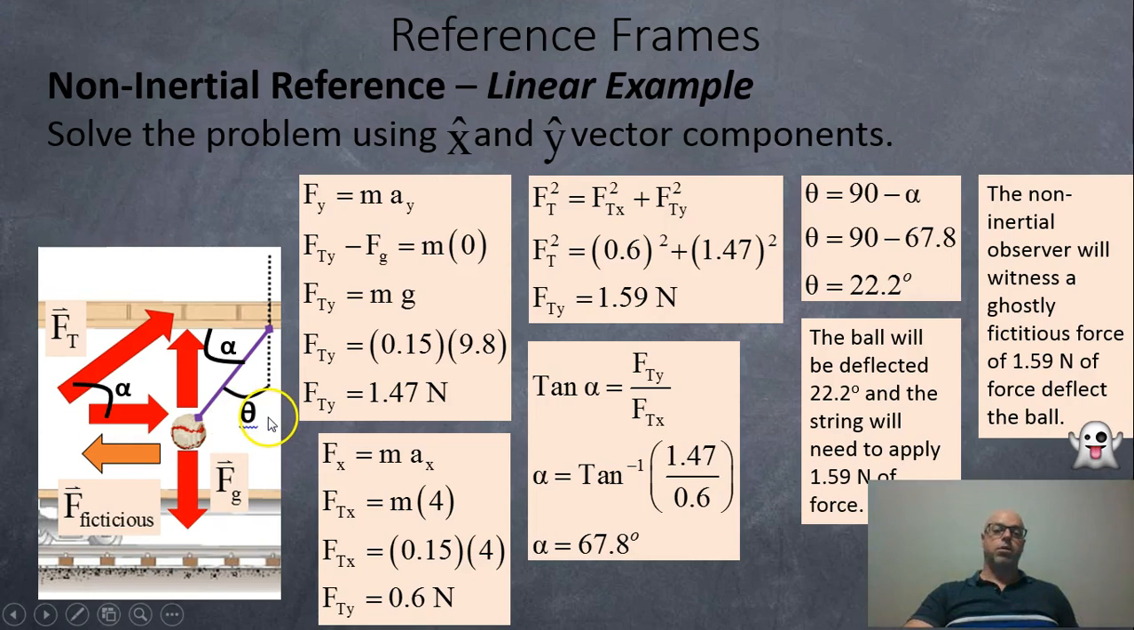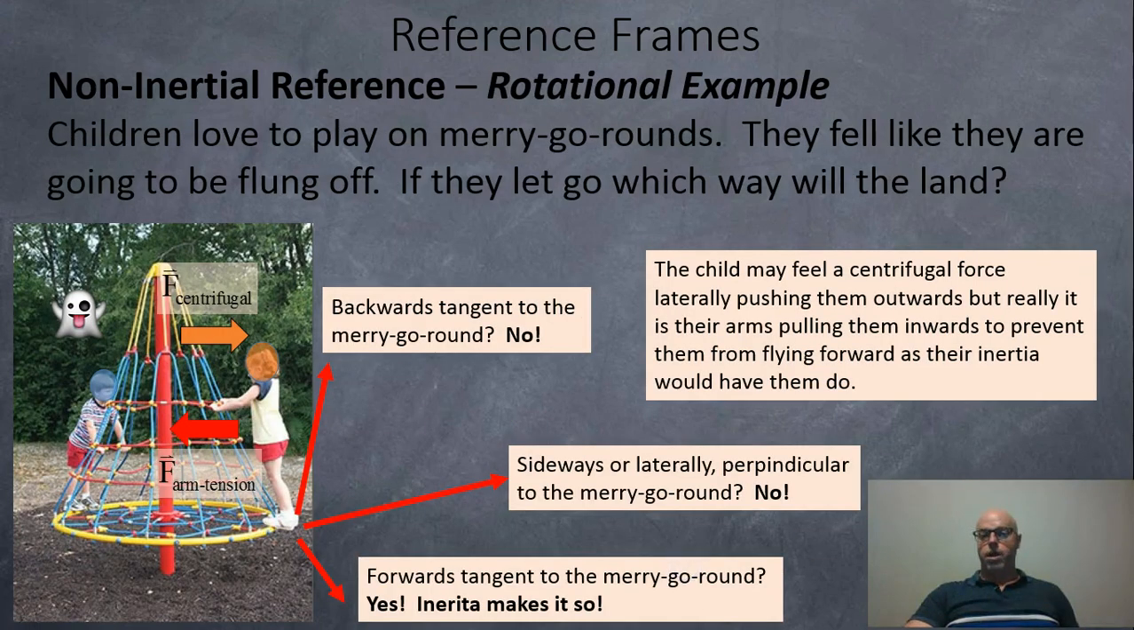Now this type of device is actually called an accelerometer, where you hang a ball or a weight down a string, and when you accelerate forward, the angle of deflection can be used to determine your acceleration by just doing this question backwards. Okay. Alright, here's another example, a non-inertial rotational example, a merry-go-round problem.